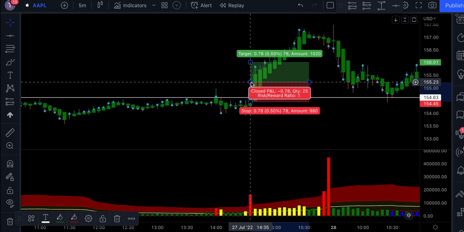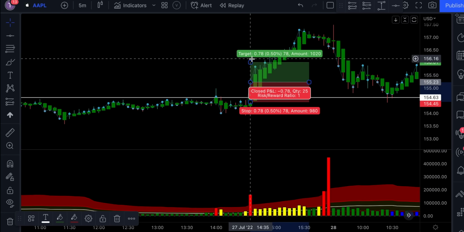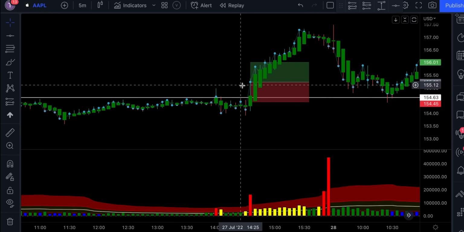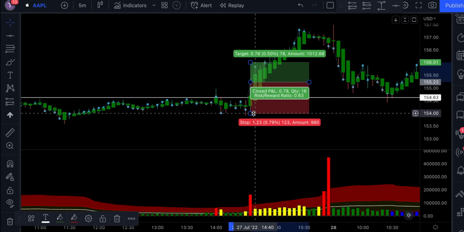We're going to place our entry at the blue circle. This is a real closing price. Our stop loss will be set slightly below our trigger candlestick. And we're going to be targeting 2 times the risk.